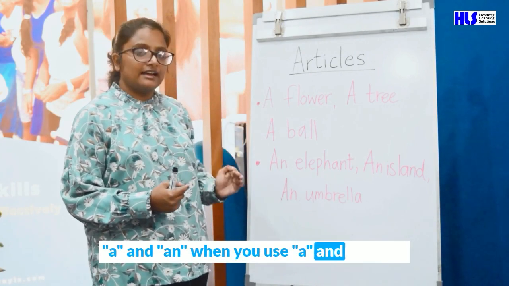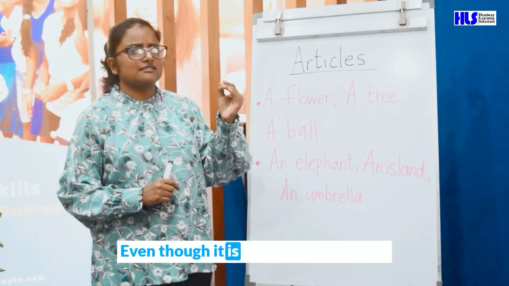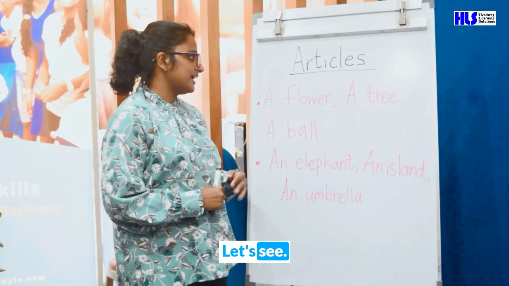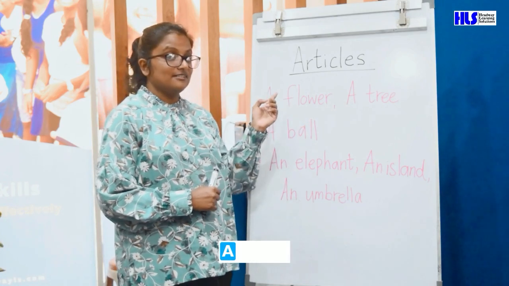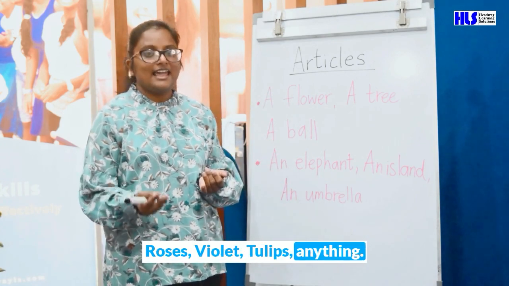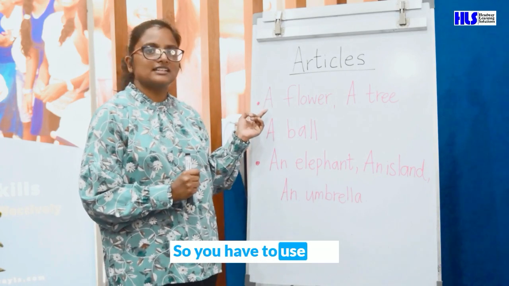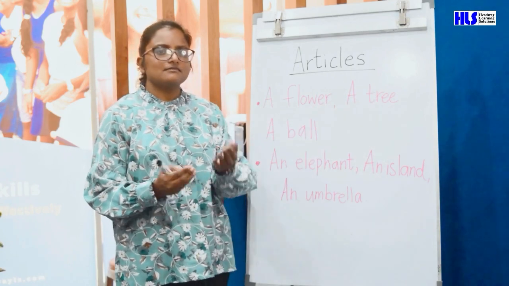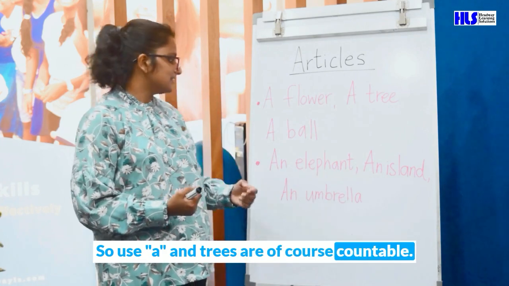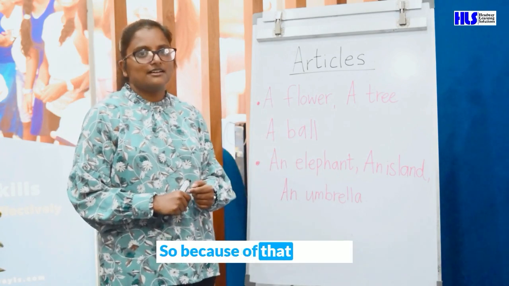When you use a and an, you have to always use it with countable nouns. Even though it is countable, you don't know the specific identity of the object. Let's see. A flower. It can be any flower. Roses, violets, tulips, anything. Anyway, it's a countable noun and the identity is unknown. So you have to use a. A tree. It can be any tree. So use a, and trees are of course countable. A ball. Any ball. One ball. So because of that, a ball.